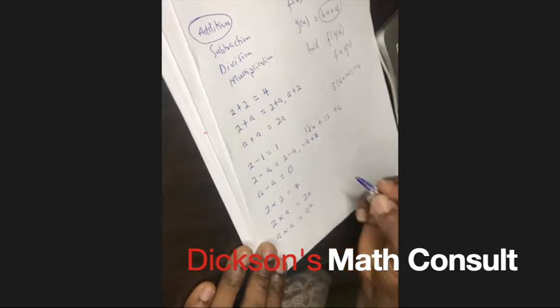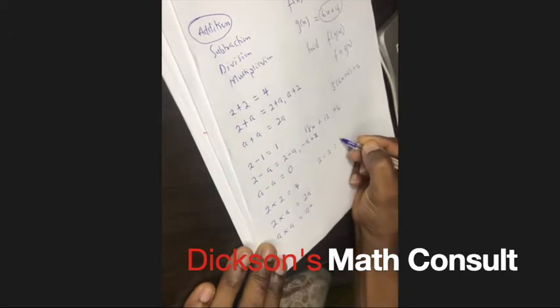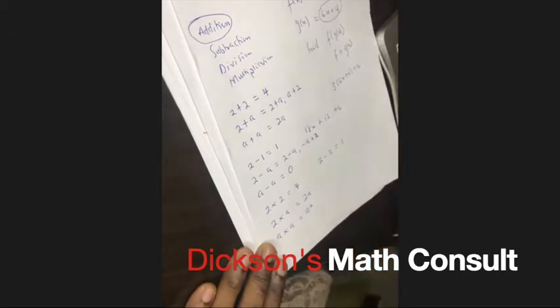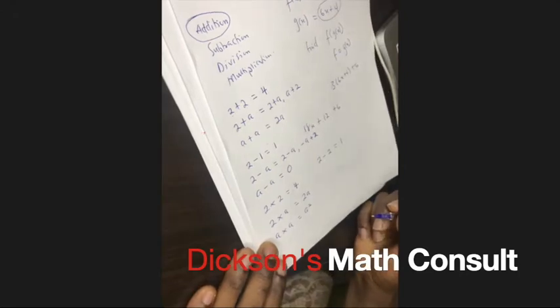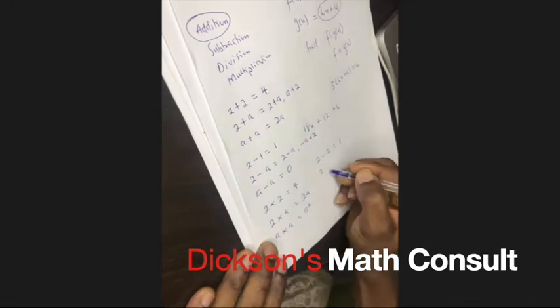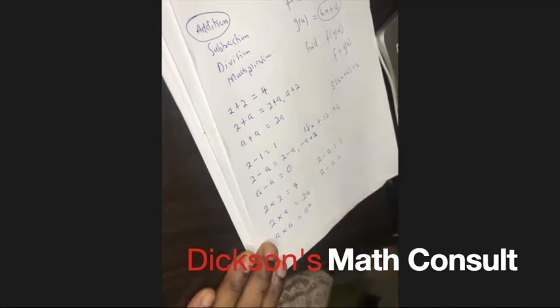Now division. 2 divided by 2. Now I have a number, right? Good. Now let's pick a number and a variable. So I have 2 divided by a. Now what do I have?